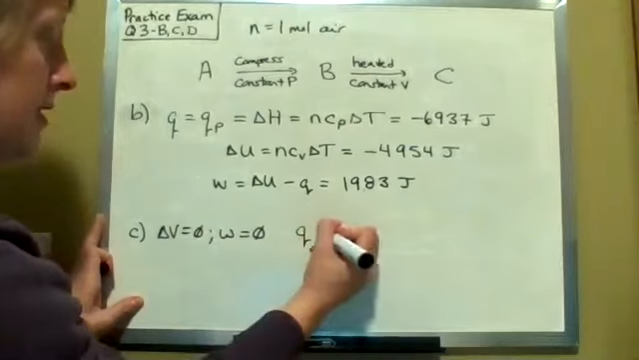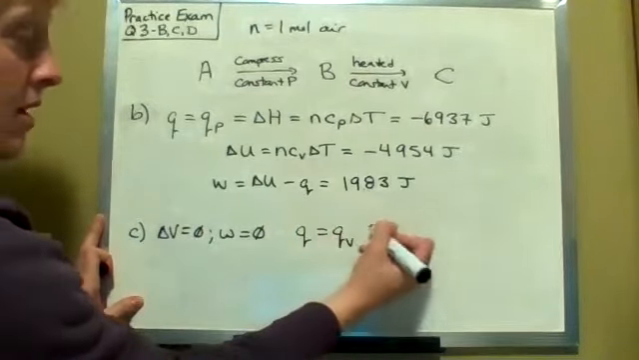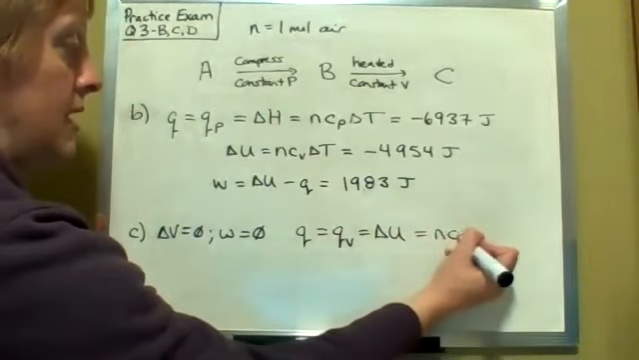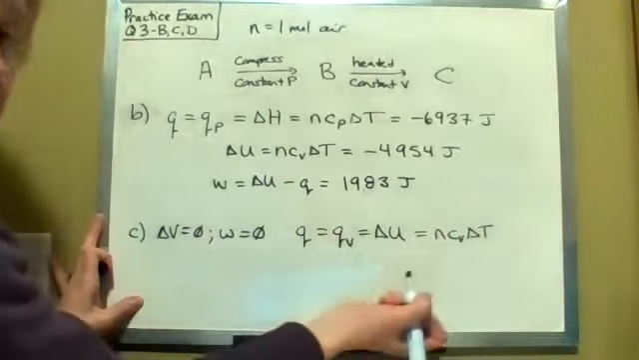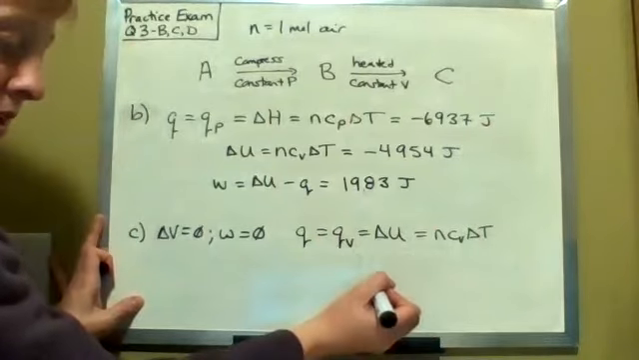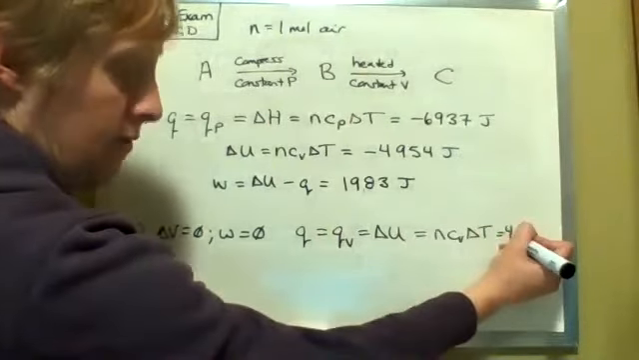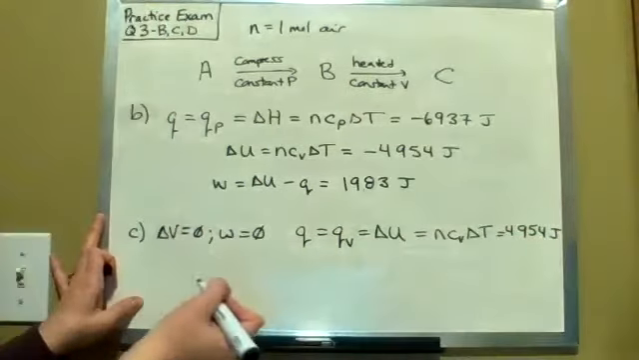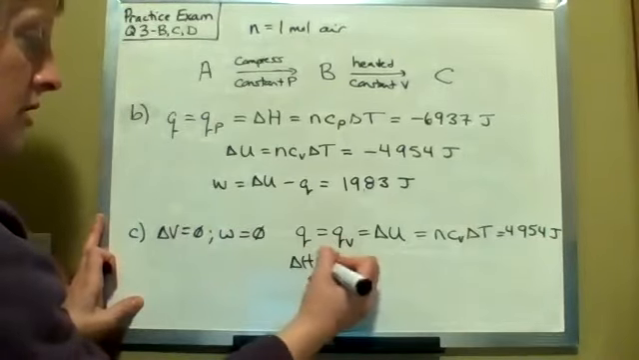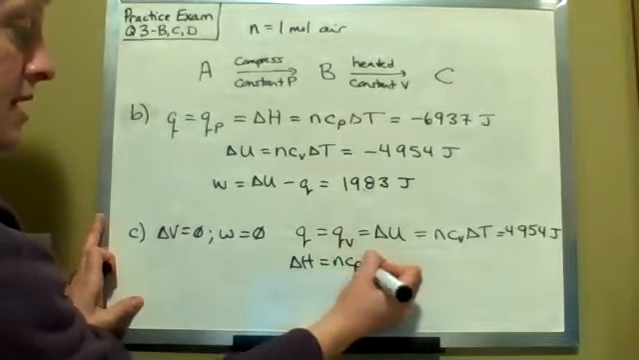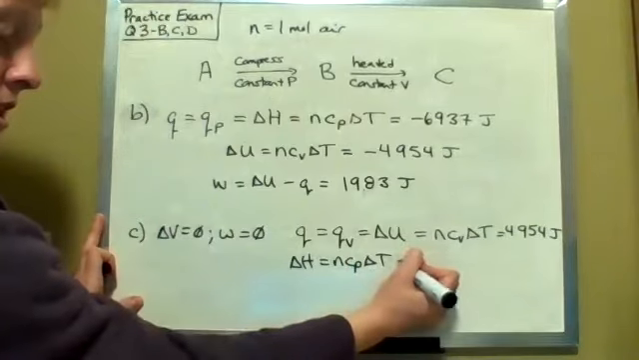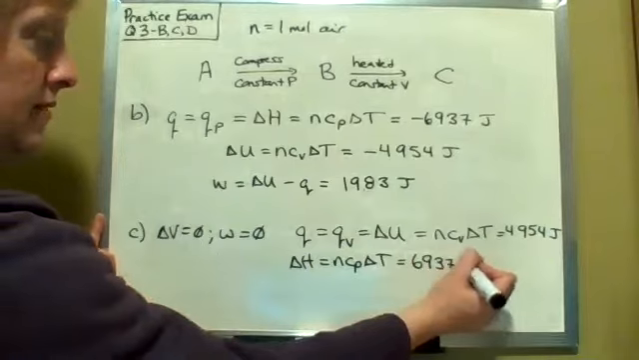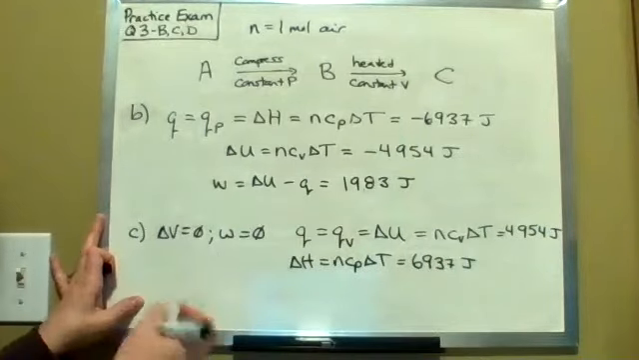Our heat is at constant volume, and constant volume heat is also equal to delta U, which is nCv delta T. The value in this case is 4,954 joules. Delta H, our equation for that is nCp delta T, and in this case here gives us 6,937 joules. Done that one.